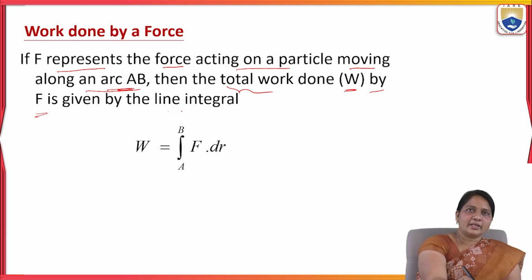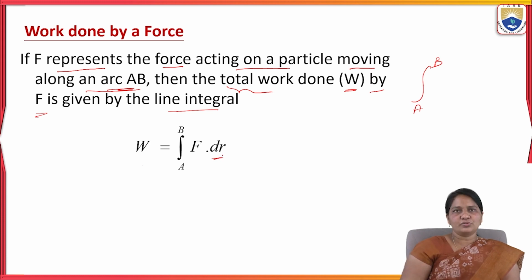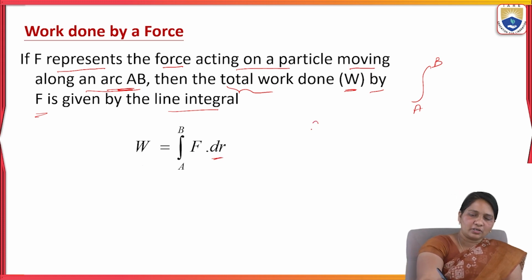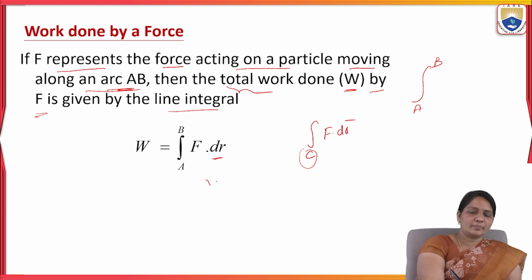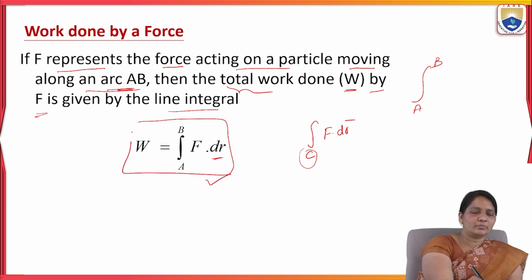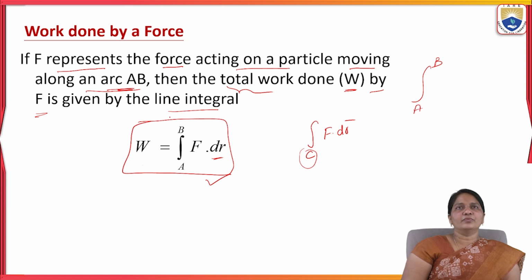It is given by the line integral W equal to, where the arc is from A to B, the integral from A to B of F dot dr. That is the integral over C of F dot dr bar that we already know. Here the curve is the arc from A to B, that is why we write the integral from A to B of F dot dr. This is the formula for the work done by a force.